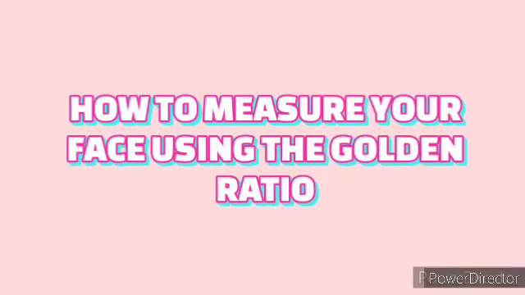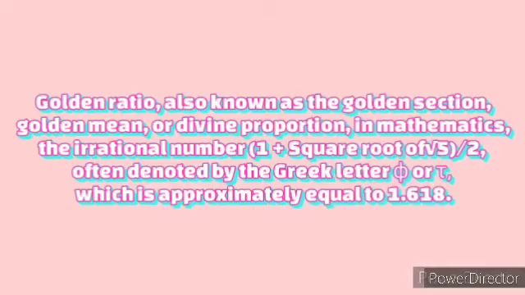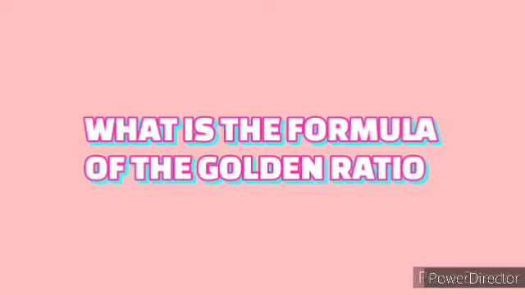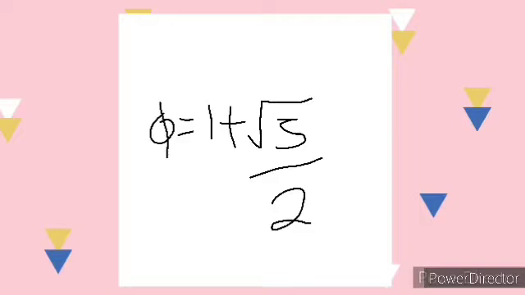How to measure your face using the golden ratio? The golden ratio is also known as the golden section, golden mean or divine proportion in mathematics, the irrational number (1 plus square root of 5) divided by 2, often denoted by the Greek letter phi, which is approximately equal to 1.618. What is the formula of the golden ratio? The formula of the golden ratio is phi equals (1 plus square root of 5) divided by 2.